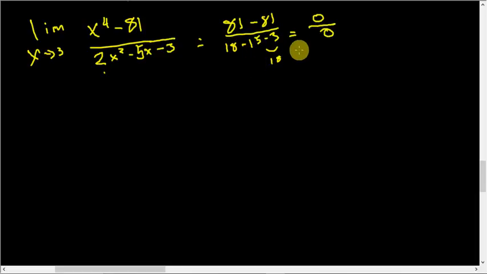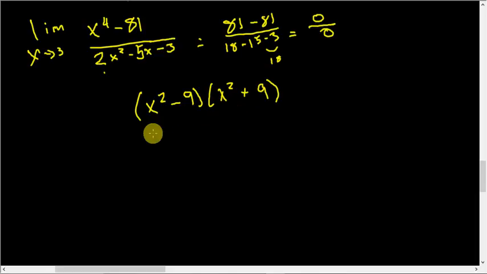Alright, so we could do some more factoring, and this is just a little hairier because it has a coefficient out here. We did the x squared minus 9, right? This is the numerator: x squared minus 9, x squared plus 9.